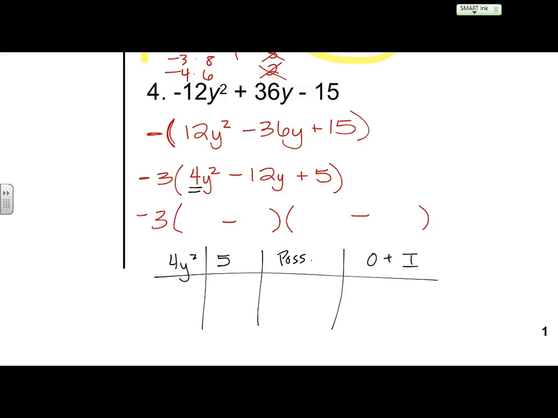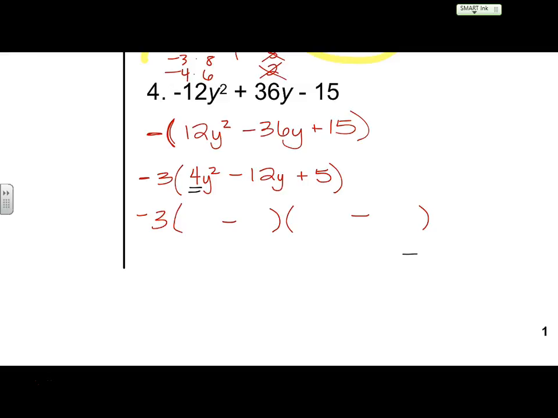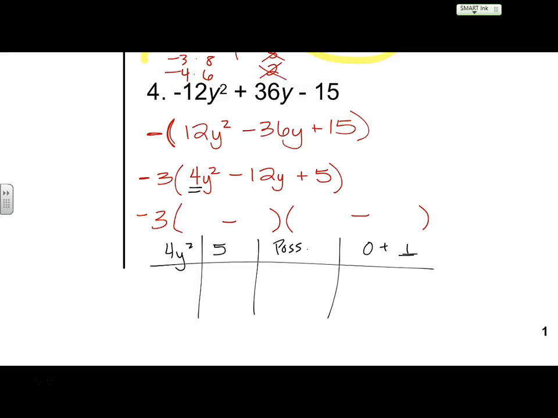Now, have you guys already been thinking of what are different ways to make 4y squared? 2y and 2y. Yeah. Did anybody think 1y and 4y? Yeah, could be different ways, right? So technically it could be 1y and 4y.